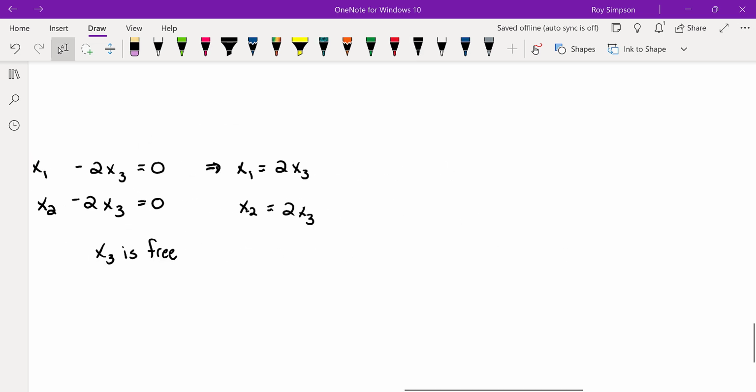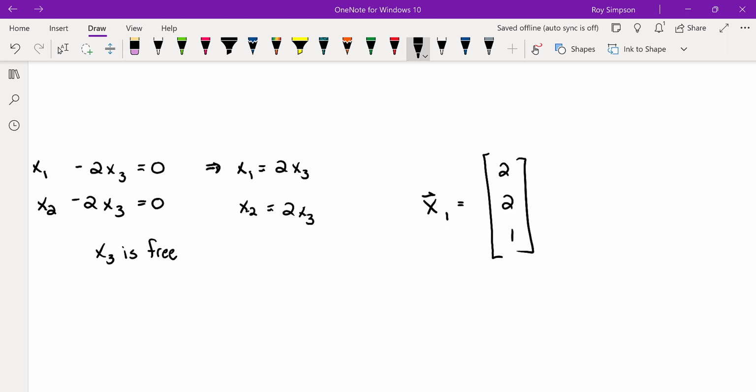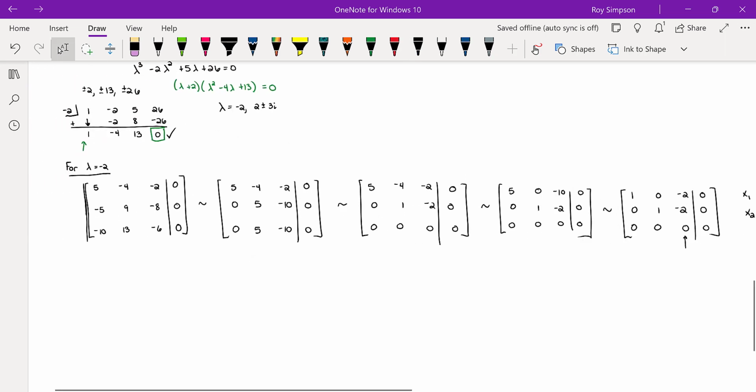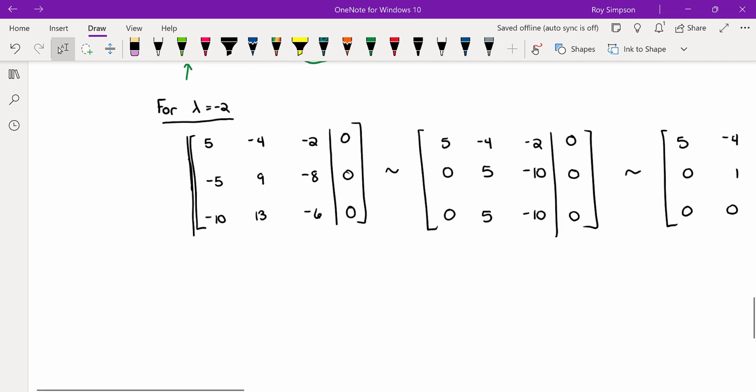So when we get here, we know that our first eigenvector is going to be, and here I'm just going to say, let x sub 3 be 1. So x sub 1 is twice 1, x sub 2 is twice 1, and x sub 3 is 1. So there we go. That's our eigenvector associated with the eigenvalue of, what was it, -2? Yeah. So I happen to know one of my solutions. I'll write my solutions in blue here.